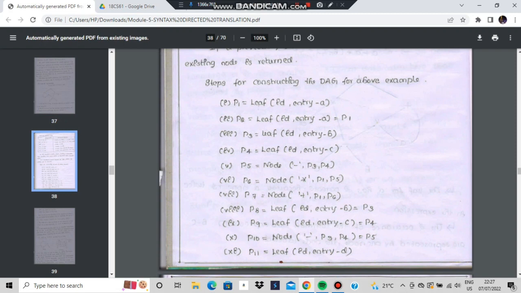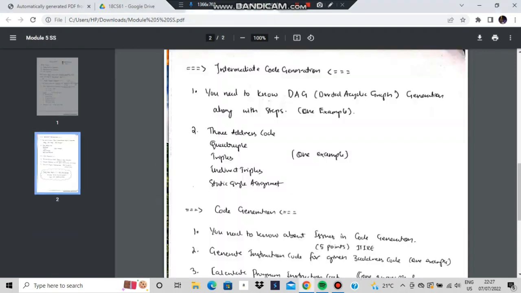So actually it should be b, I guess, but anyways, after entering that one, what you're doing is node minus p3 p4, two leaves which you have taken, that what you're doing minus, and that will be stored in p5. Okay, so that's all what most can be asked in the DAG, the tree means the directed acyclic graph along with the steps.